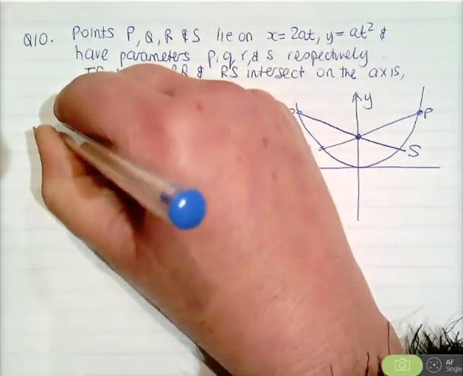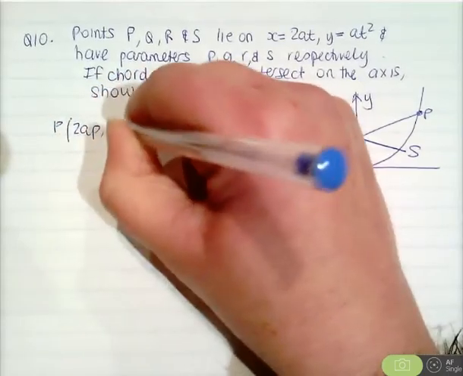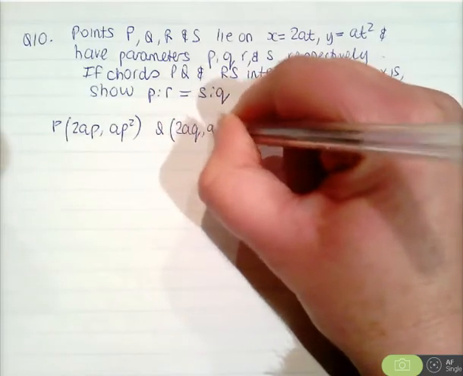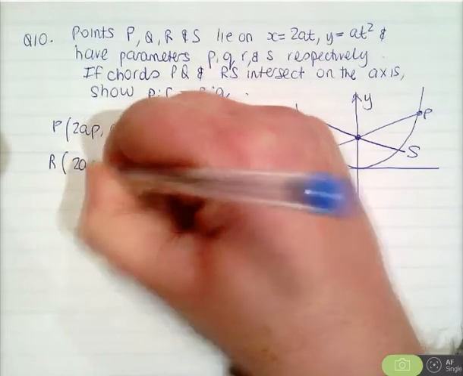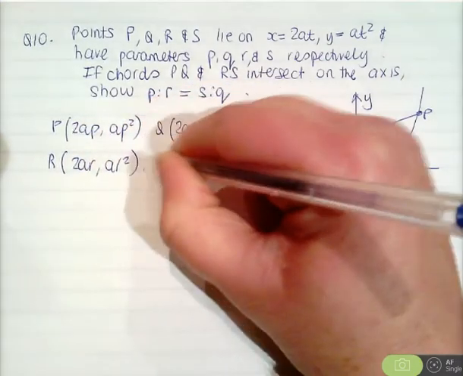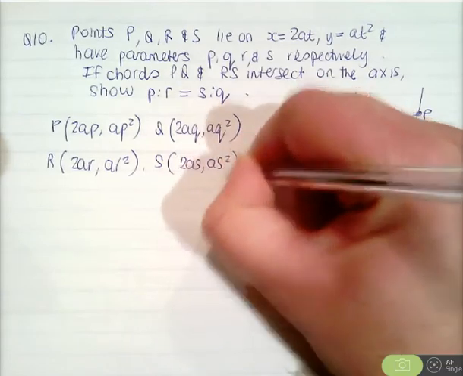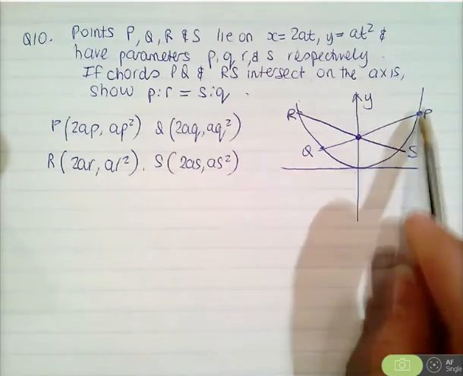So with this question, obviously your point P is (2ap, ap squared). Q is the point (2aq, aq squared). R is the point (2ar, ar squared). And S is the point (2as, as squared). Now, the chords PQ and RS intersect on the axis.